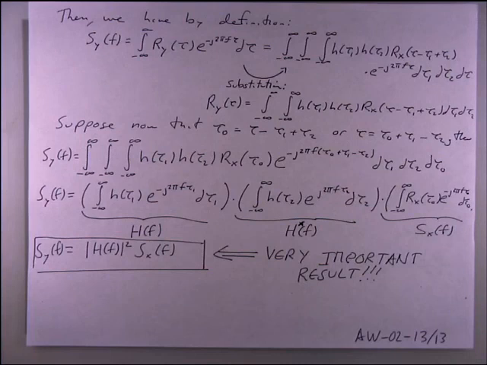So what we've learned in this lecture is random processes, but more importantly, the key is knowing how to take random processes, random information, and relate the input power spectral density and its randomness to the output through a linear time invariant system. So that concludes lecture 2.